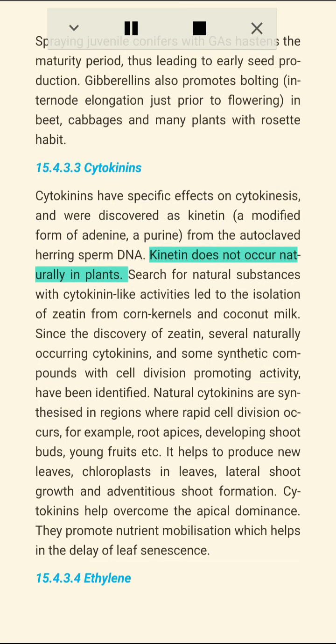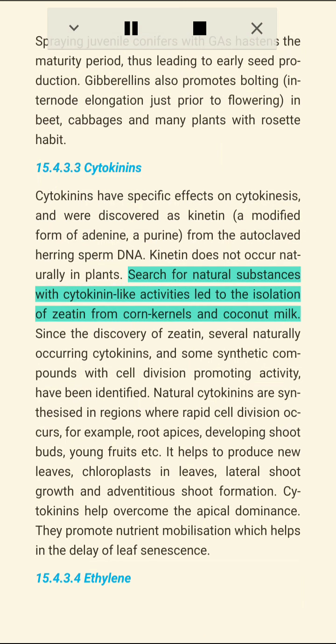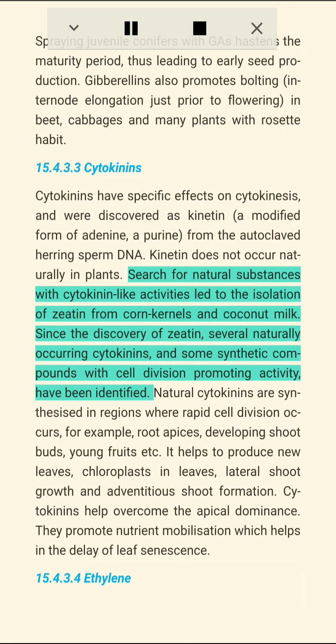15.4.3.3 Cytokinins. Cytokinins have specific effects on cytokinesis and were discovered as kinetin, a modified form of adenine, a purine, from the autoclaved herring sperm DNA. Kinetin does not occur naturally in plants. Search for natural substances with cytokinin-like activities led to the isolation of zeatin from corn kernels and coconut milk.